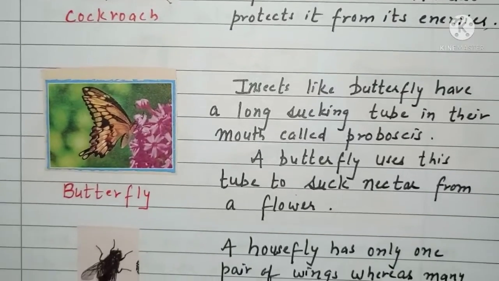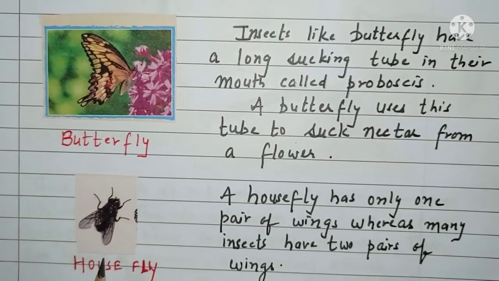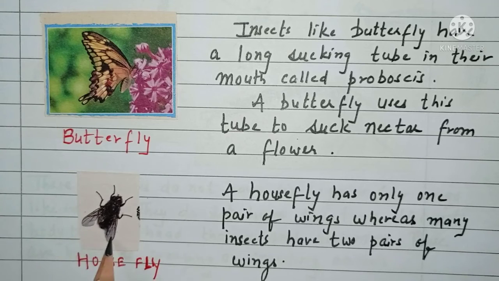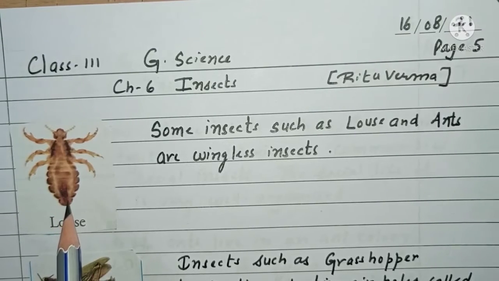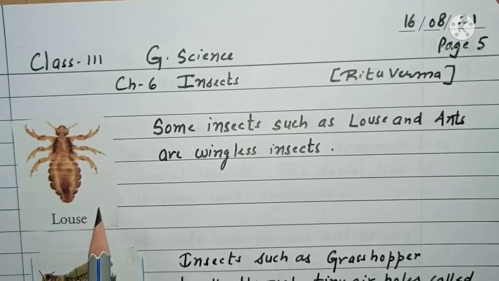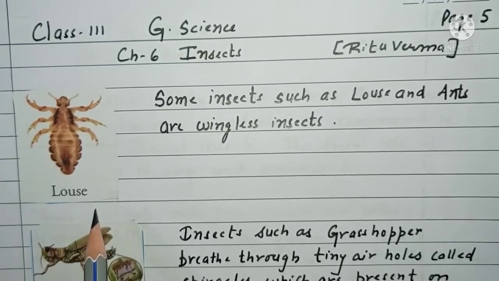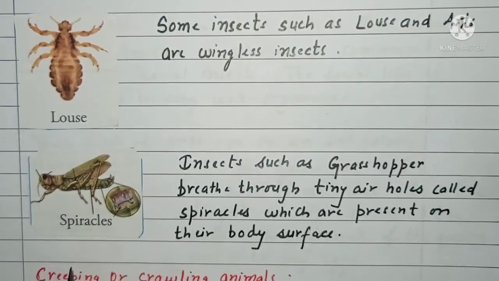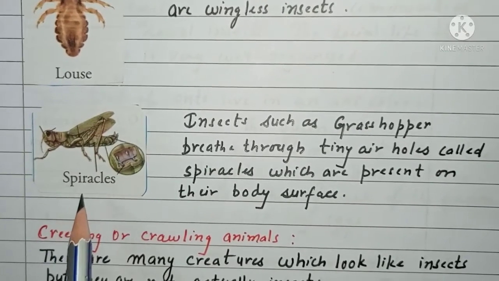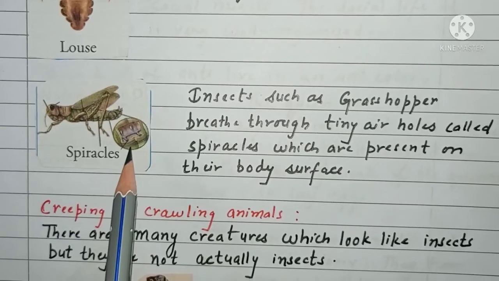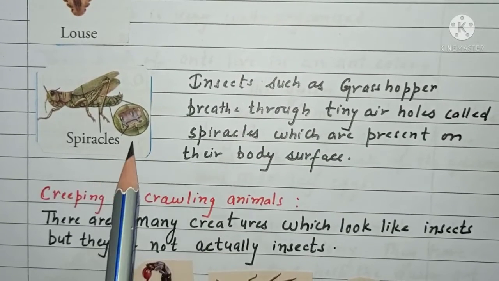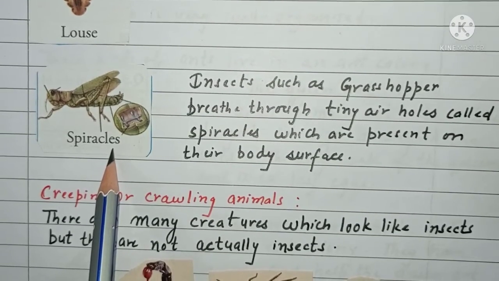And then most commonly you have seen the housefly. A housefly has only 1 pair of wings, whereas other insects have 2 pairs of wings. Some insects such as louse and ants are wingless insects. They do not have wings. And then insects such as grasshopper breathe through their tiny holes which are called spiracles, and these holes are present on their body surface.